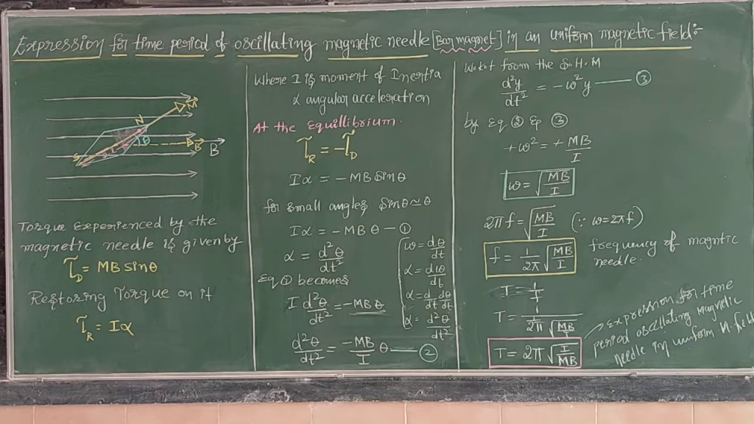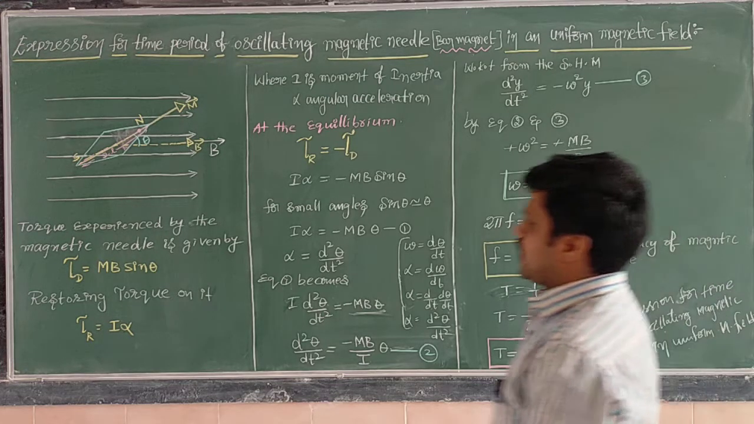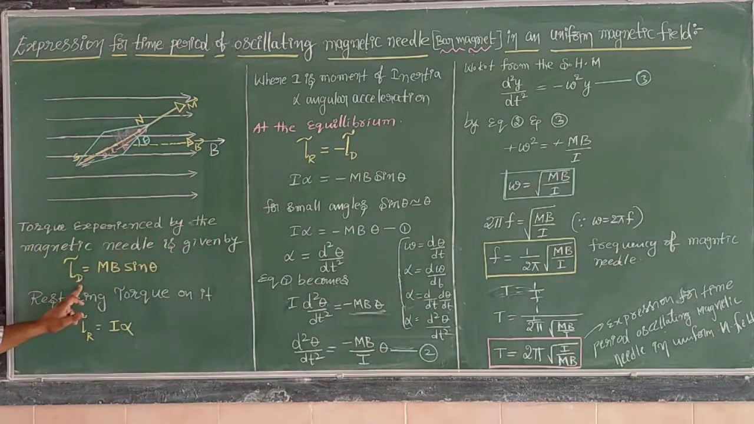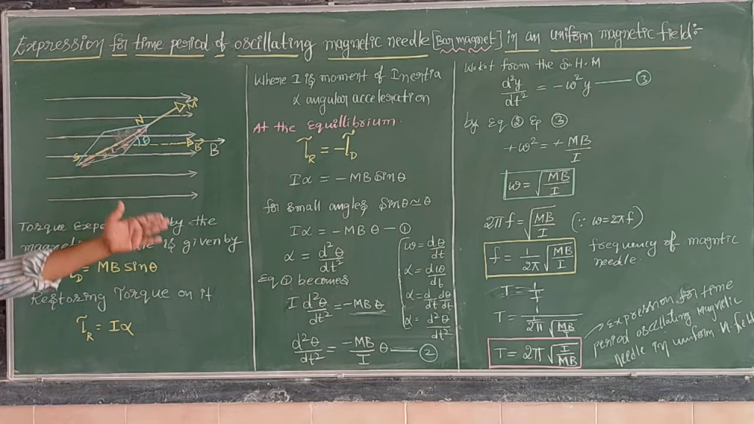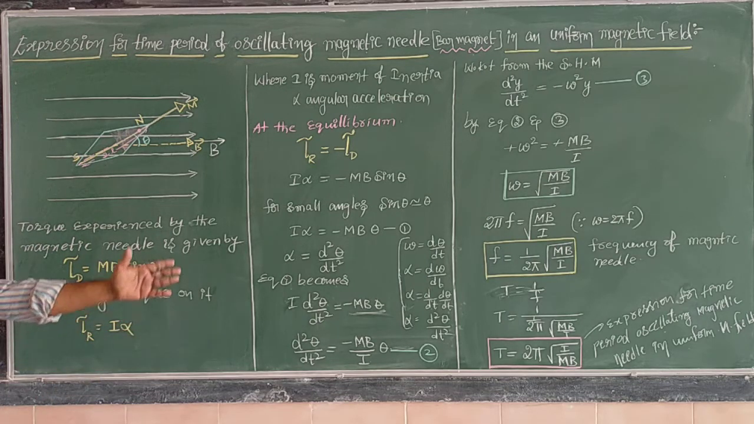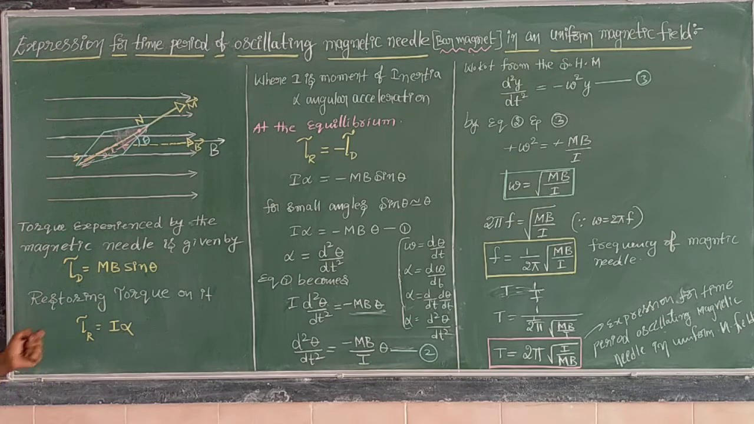See, two things you have to consider. Torque experienced by the magnetic needle is nothing but deflecting torque, m b sin theta. Restoring torque is nothing but I alpha. From this one, at equilibrium or thereafter. First PUC, second PUC, both are okay. One is related to another here. Yes, make it.